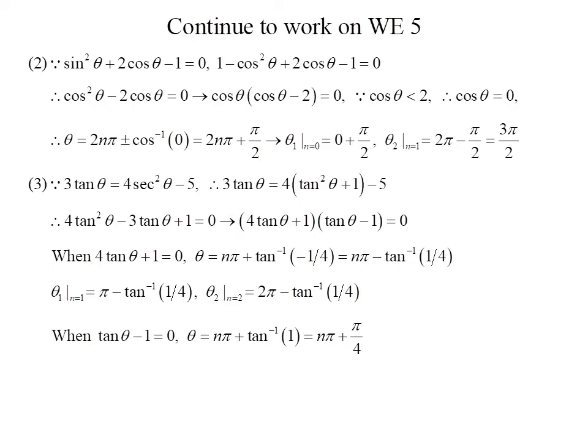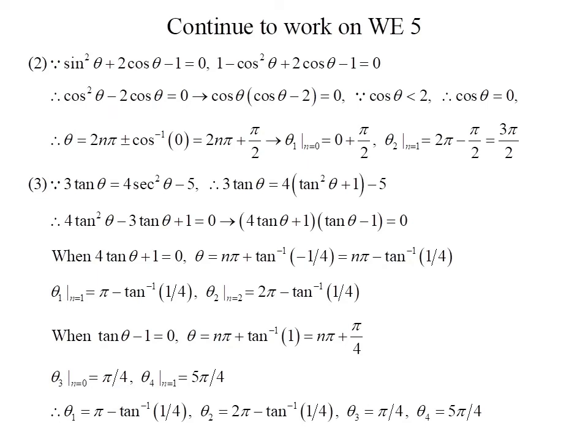When tangent theta minus 1 equals 0, the general solution shows that theta equals n pi plus arctangent 1. Hence, when n equals 0, theta equals pi over 4. When n equals 1, theta equals 5 pi over 4. Finally, we summarize all the theta values that satisfy the equation.